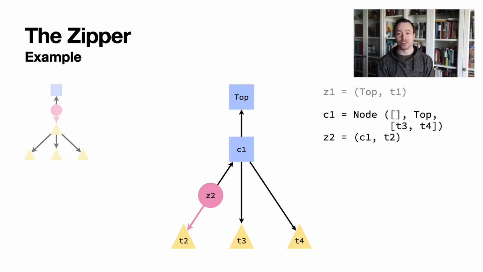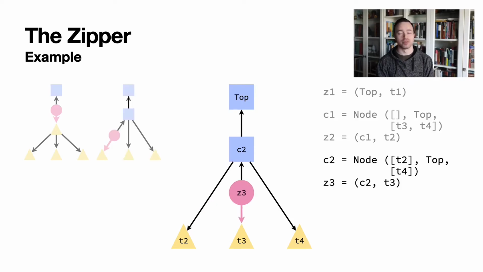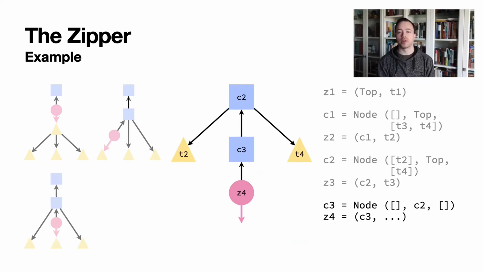We are not limited to traversing the tree in a specific order. We can immediately move to the right without going in any other direction. Notice that a new node path is constructed, which has T2 as a left sibling of the focus and T4 as a right sibling. If we go down through T3, we will create a new node path, C3, which itself points up to C2. Because T3 had no siblings, the left and right sibling lists in C3 are left empty.